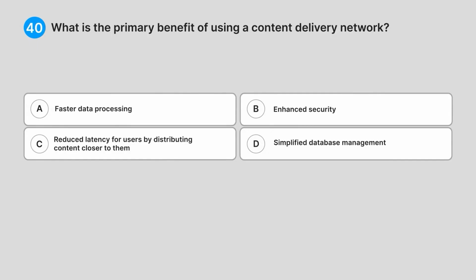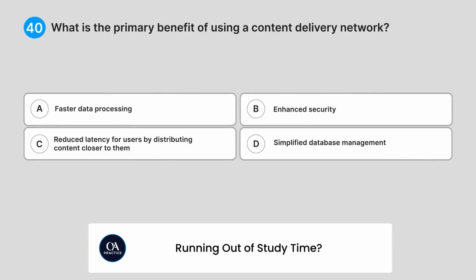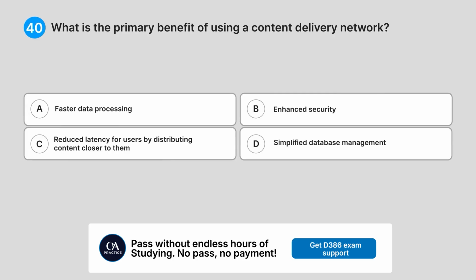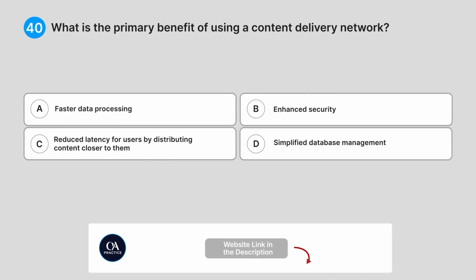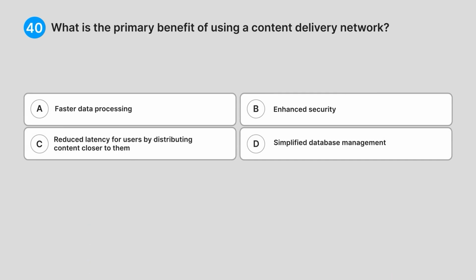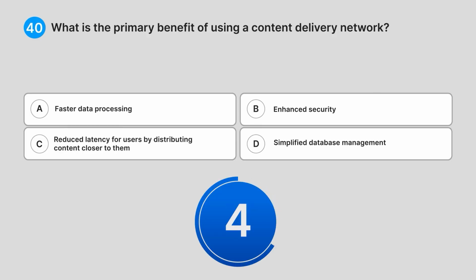40. What is the primary benefit of using a content delivery network? A. Faster data processing. B. Enhanced security. C. Reduced latency for users by distributing content closer to them. D. Simplified database management. Can you guess the answer?